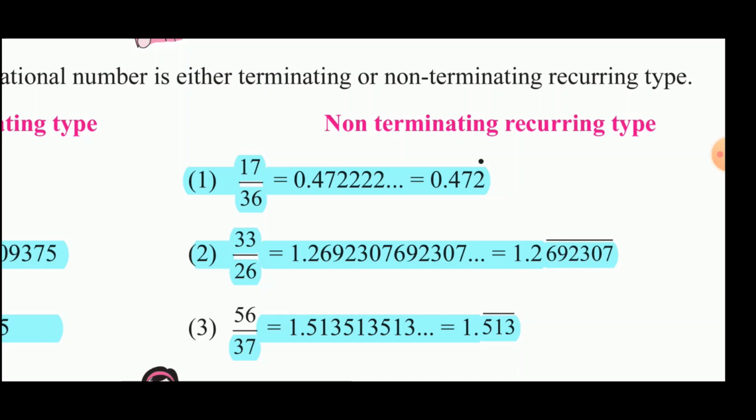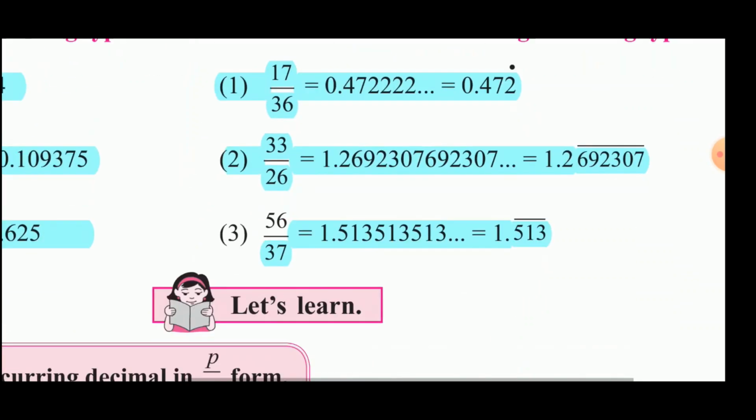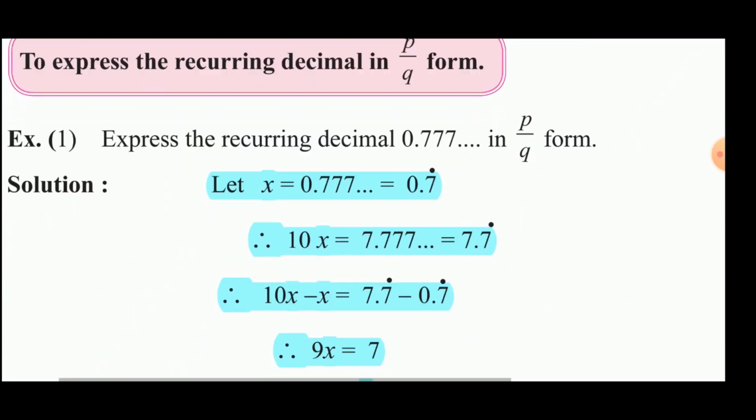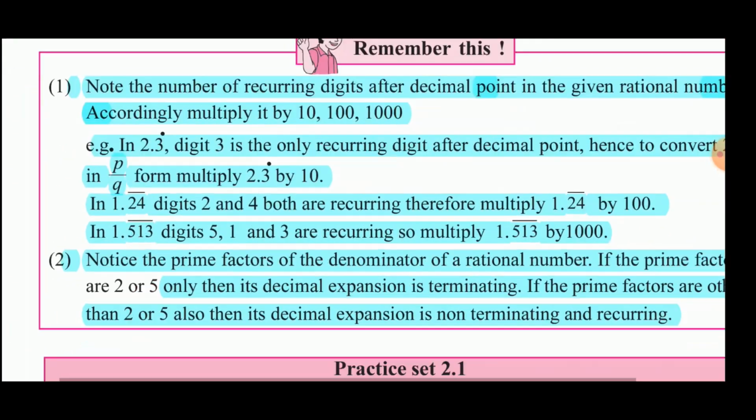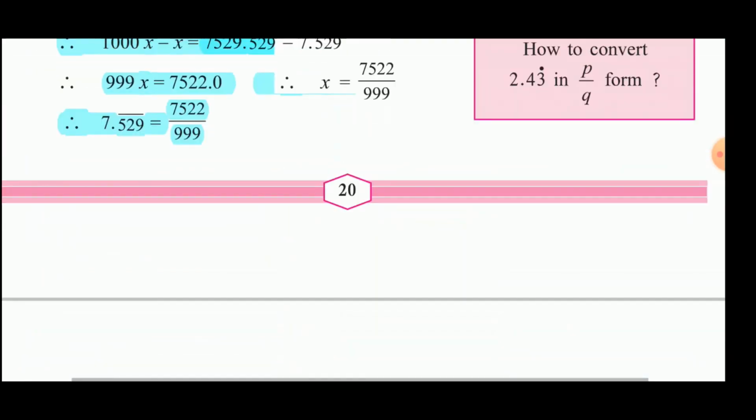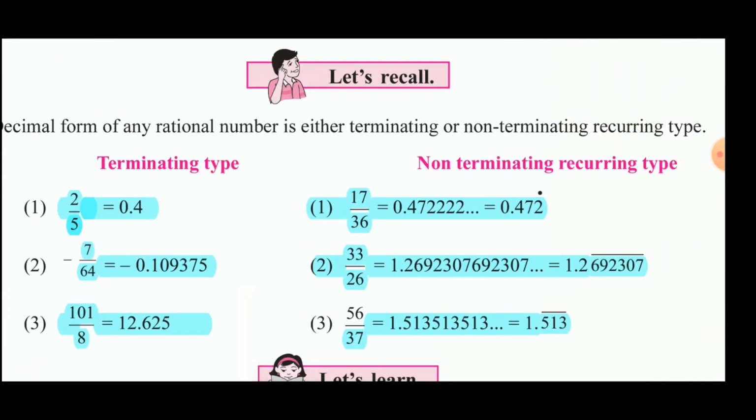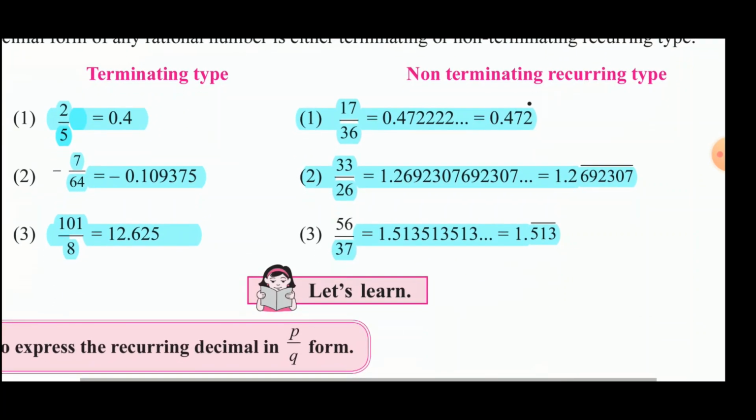Now 37 is a prime number. So its factor will be 37 only. So what you have to remember from these examples is that if the prime factors of the denominator are 2 or 5, then the decimal form is a terminating type of decimal form. If it is not 2 or 5, then the decimal form is a non-terminating recurring type. So in this way we can understand this in short.